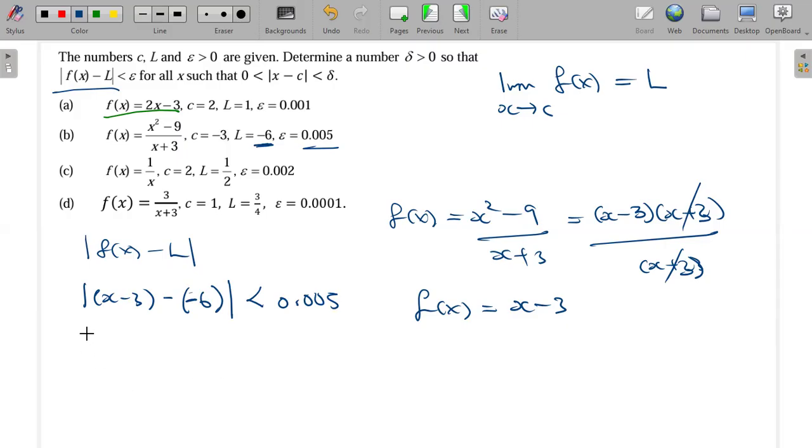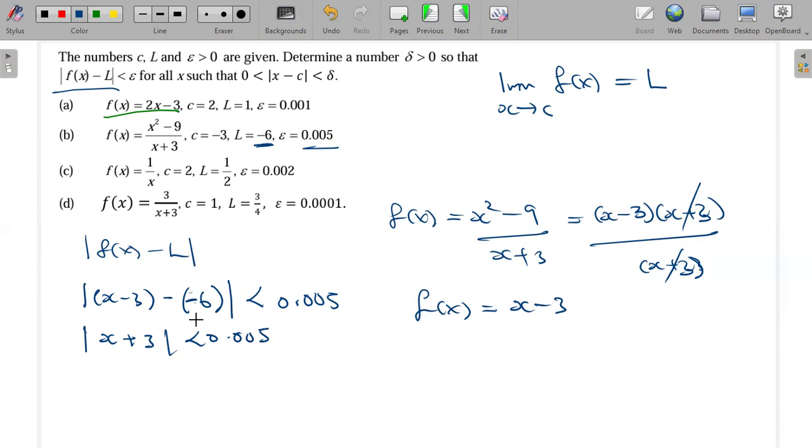Okay, then here you're going to have x. So here you multiply, that's going to give you a positive, then minus the 3. There you're going to get that this is plus 3. And then you're saying this is less than 0.005. So we get to this point.